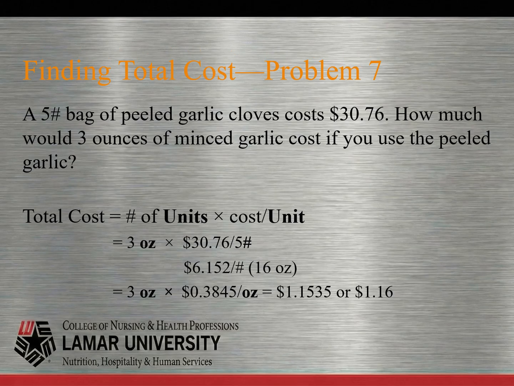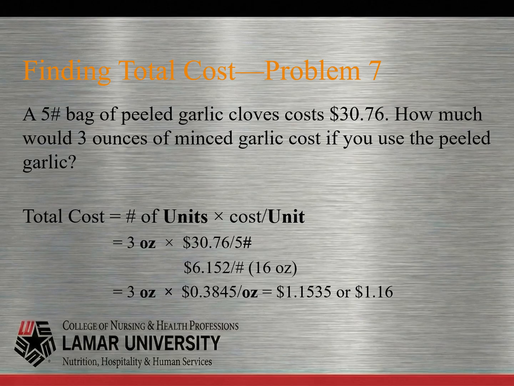All right, our last problem. 5-pound bags of garlic is $30.76. This recipe needs 3 ounces. So step 1, we need to find the unit cost, so per ounce. So the total ounces in a bag of garlic. How many do we have? There's 16 ounces in a pound. We have 5 pounds. So 5 times 16 equals 80 ounces.